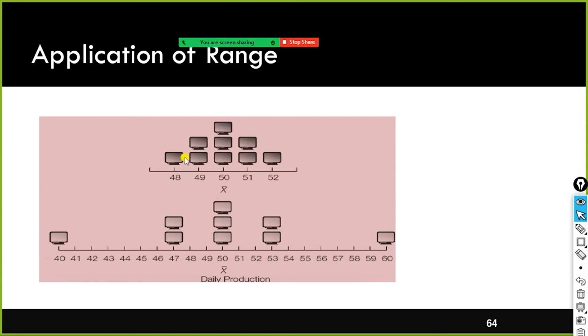Now, the application of range. Let's say you work for a Sony company, which makes Sony TVs. They have a manufacturing plant in South Chennai and North Chennai. If you look at this data set, the spread is very close. The mean, the average number of TVs manufactured in South Chennai, is only 50. The manufacture of TVs ranges between 48 and 52.